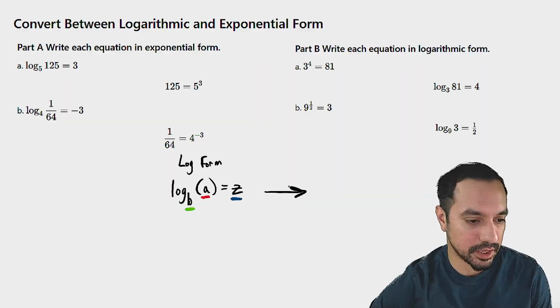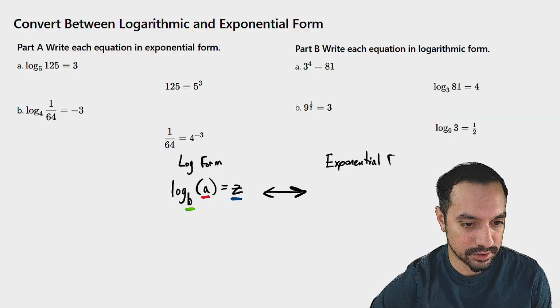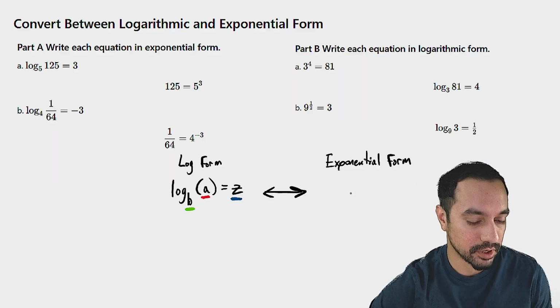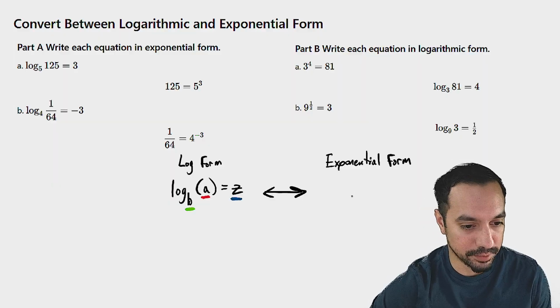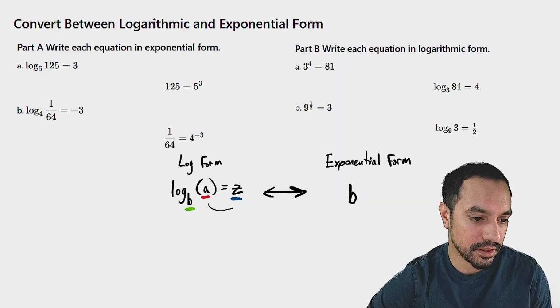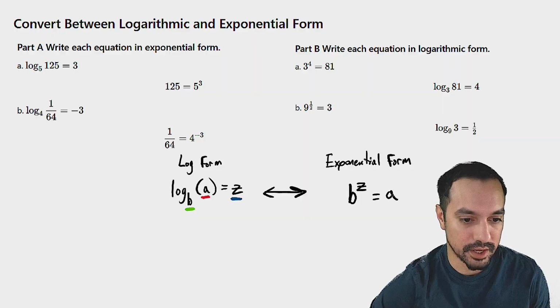And we can take that and put it in exponential form by just rearranging the parts. Now, I have a trick to this that's always worked really well for me. Whenever I start rearranging the parts, I always start with the base. So I'll just write my B. And then this red and this blue are going to switch. So Z becomes the exponent, and we are now equal to A.